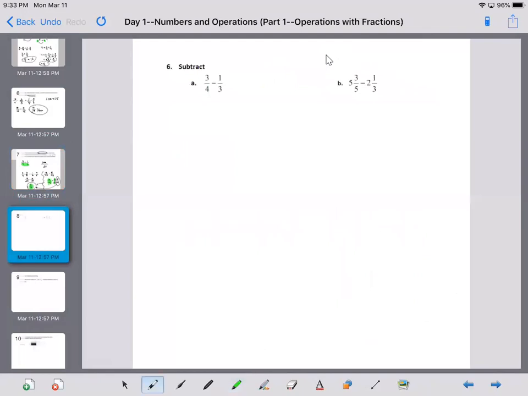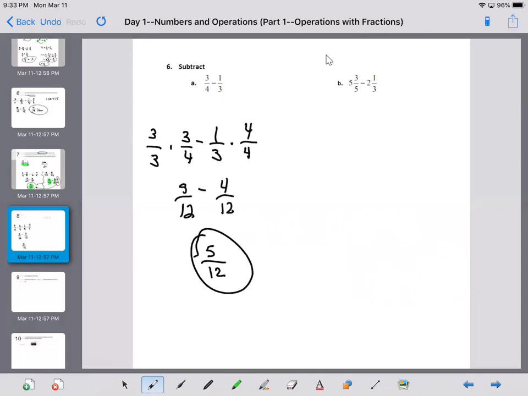So here we've got 3/4, take away 1/3. So an LCM would be 12. I would multiply by 3/3 and this one by 4/4. So that would give me 9/12 and 4/12. And 9 minus 4 would be 5/12. And I can't simplify that anymore, so I'll leave it.